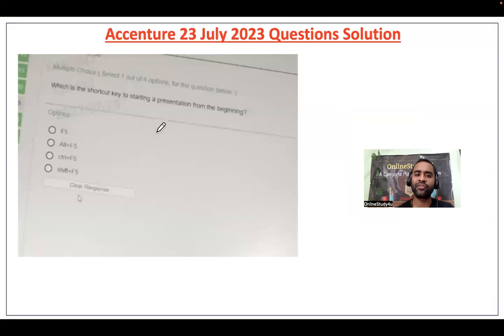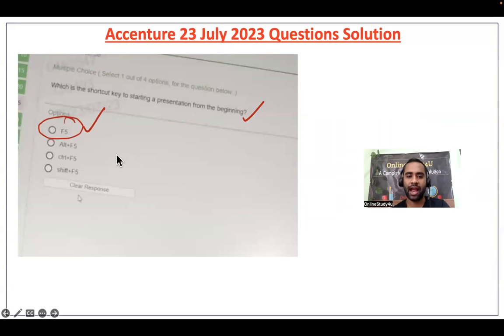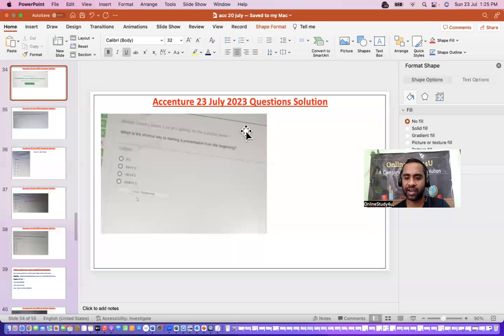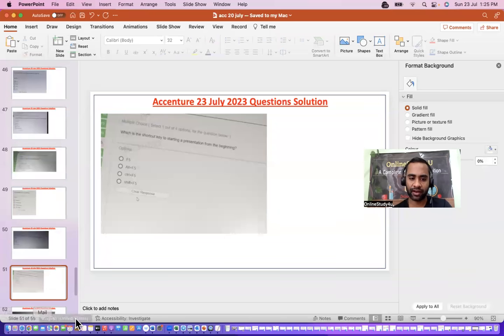Now, what is the shortcut key to start a presentation from the beginning? So once you open a PPT, you can press F5, function 5, right? So you will be able to see the PPT will start from the beginning. Okay, I will show you something. Okay, so I'll discard it here. Now, friends, if you press it here, from the current slide, you will be able to see it in full screen, right?